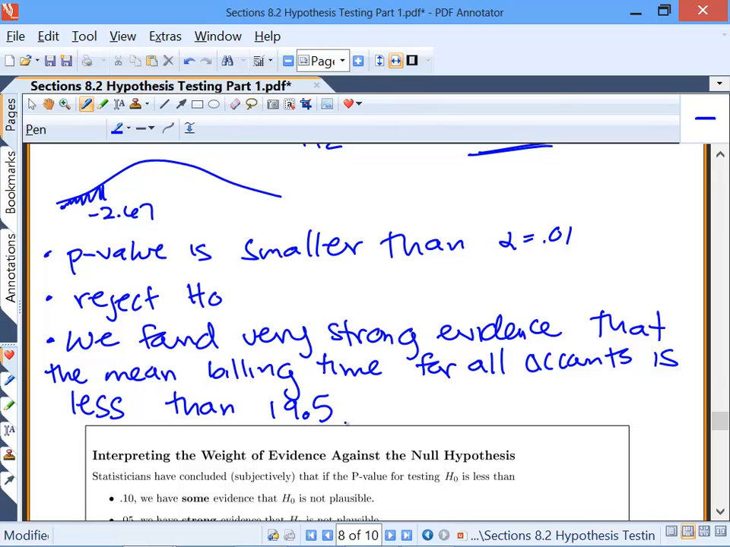Okay. Notice here, I don't get to tell my boss that I think it's 18.1 or anything. It's just we found very strong evidence that it is less than 19.5. As far as whether or not that's going to make a practical difference, you would have to actually ask your boss, do we care if we chopped off 1 or 2 days?